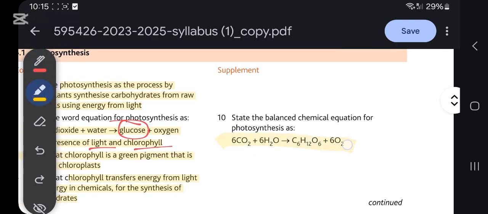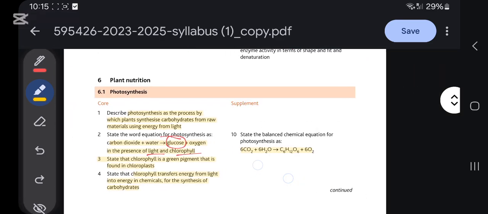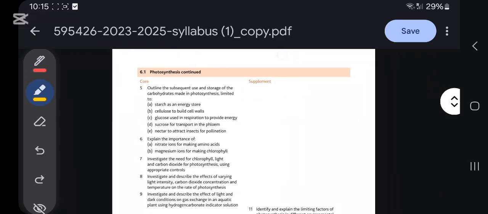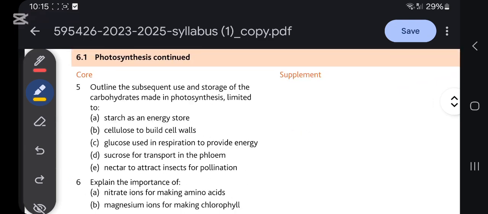Now, this is a formula. You all should memorize it by heart. How to balance it: carbon dioxide plus water gives glucose plus oxygen, that is CO2 plus H2O gives C6H12O6 plus O2. Basically, add 6 in front of everything except for glucose.